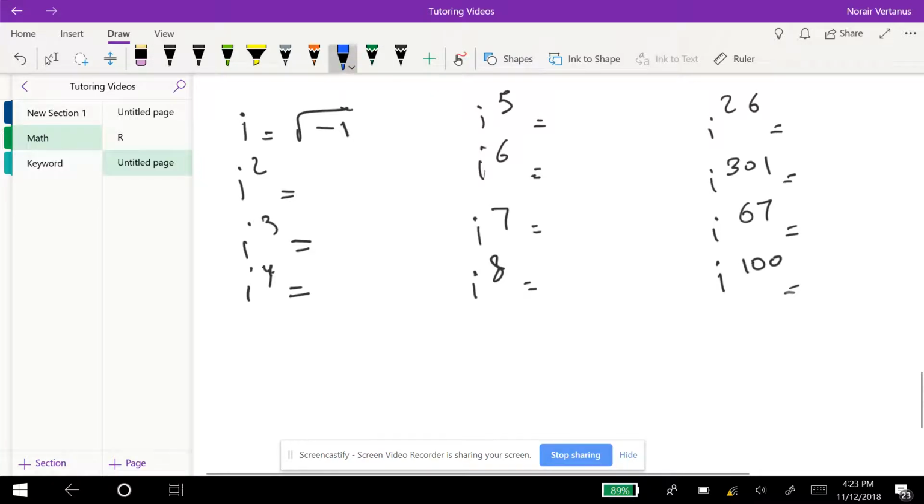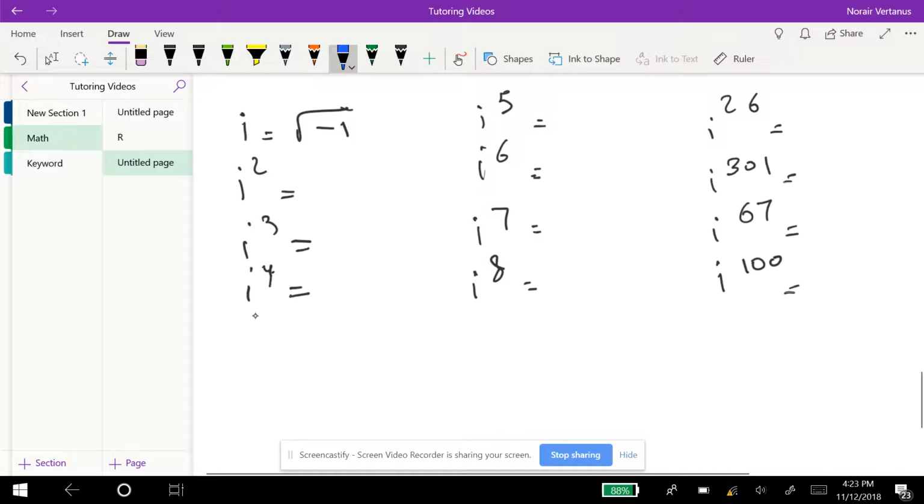The most important is the first one, which is just i. You need to know i is equal to the square root of -1. It's not a real number because there's no real answer for the square root of -1. That's why they named it imaginary i. But from there, we can calculate the rest.